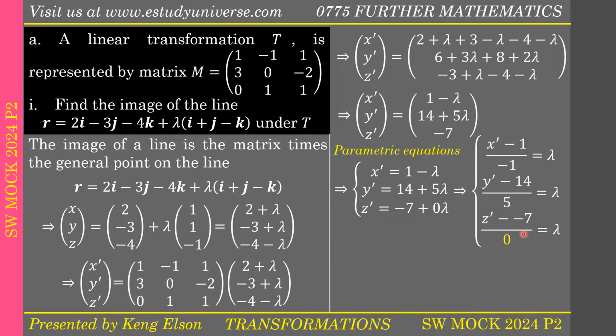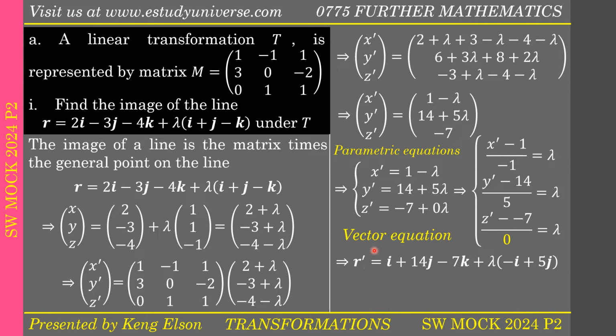Mathematically, this third line is incorrect. But because I want to explain something, I will do it, though it is mathematically inappropriate to divide by 0. I'm just trying to explain to you how you can use the Cartesian equation to now get a vector equation. So the vector equation, this is what I'm going to do.